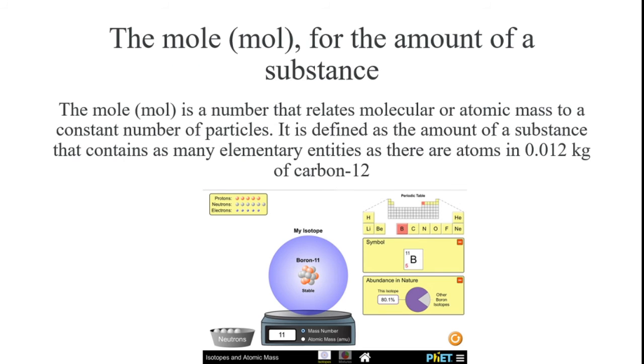The mole. Next, in our chemistry lab, we select a chemical substance so that we can measure it at the molality level, so we should also know what a mole is. The mole is for the amount of a substance. The mole is a number that relates molecular or atomic mass to a constant number of particles. It is defined as the amount of substance that contains as many elementary entities as there are atoms in 0.012 kg of carbon 12, which is known as the mole.